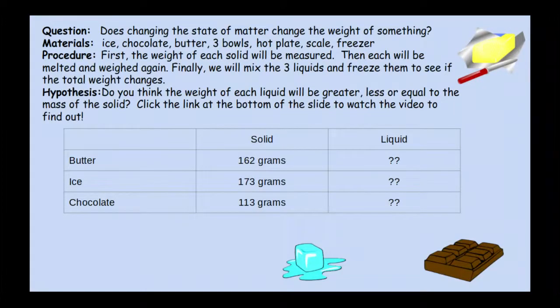On this slide, you can see the question this experiment will attempt to answer. The materials used are ice, chocolate, butter, 3 bowls, a hot plate, a scale, and a freezer. The steps of the experiment are listed in the procedure. A hypothesis is a statement of what we expect the result to be. The graph shows how much each weighs as a solid. Do you think the weight of each liquid will be greater, less, or equal to the weight of the solid? That is your hypothesis. Now we are ready to view the experiment.